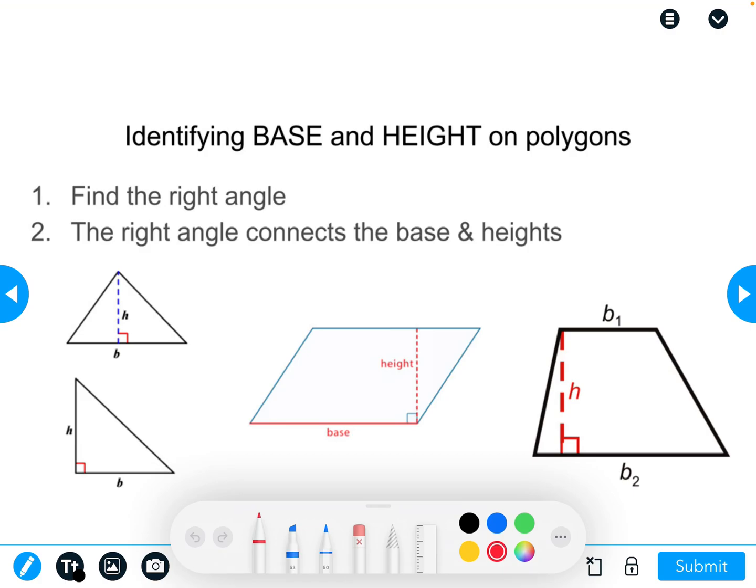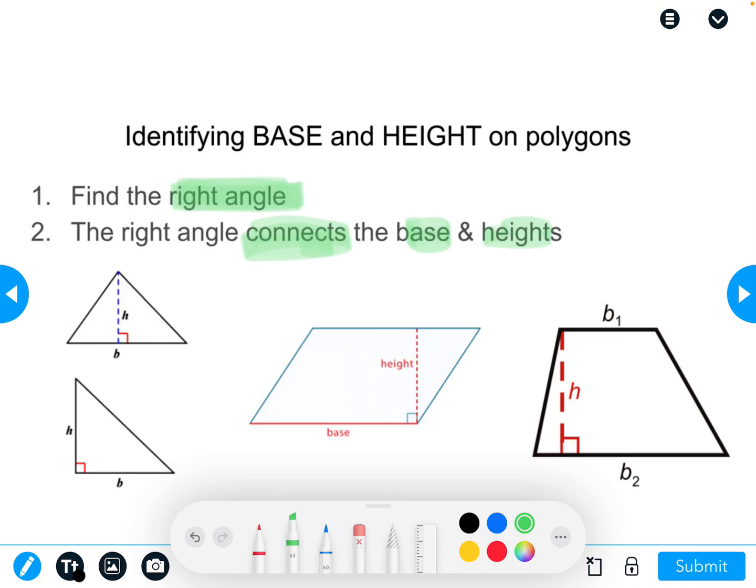All right, so one of the first things I want to review is it's important to be able to identify the base and the height on polygons. Many of the formulas use that. The triangle uses it, the trapezoid uses it, as well as the parallelogram. So we need to be able to identify that very easily. So when we're looking for the base and the height, we need to find the right angle, and that right angle is connecting the base and the height.